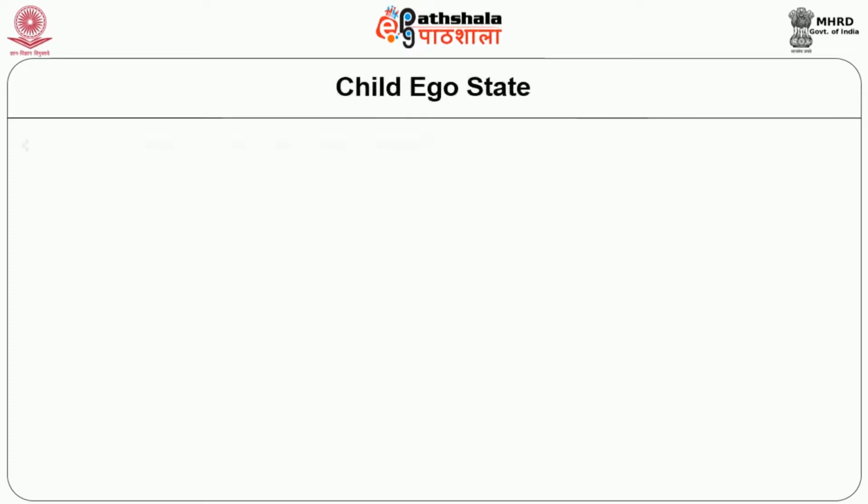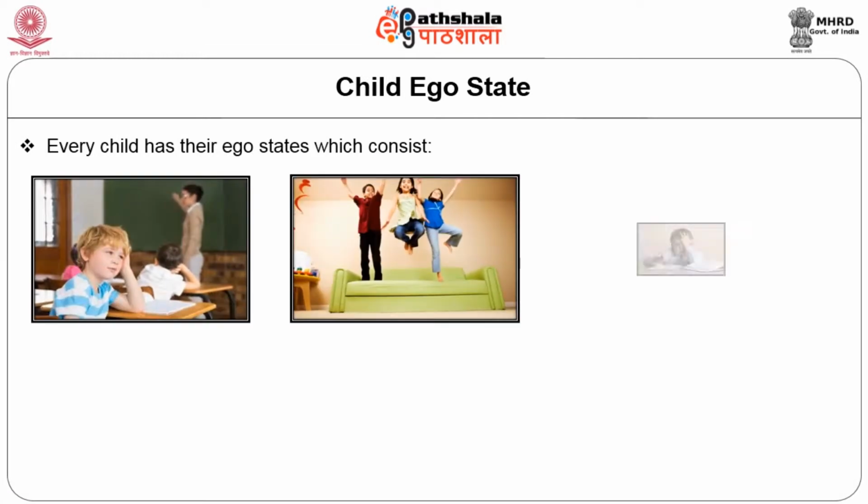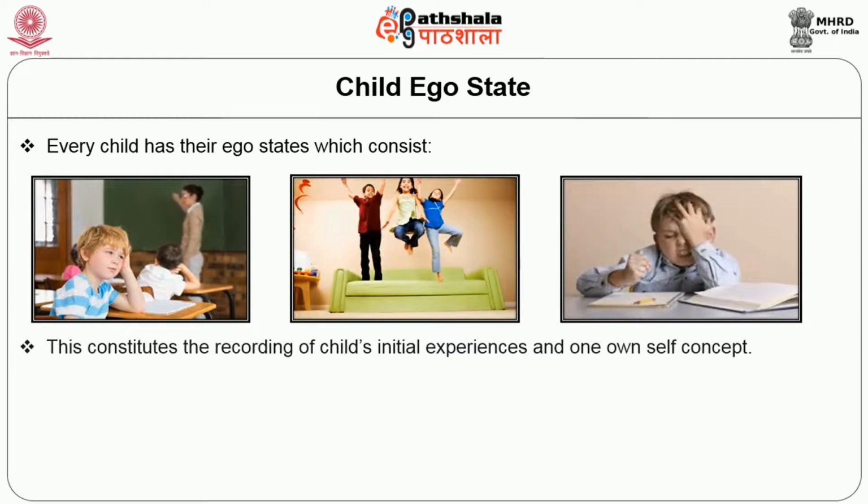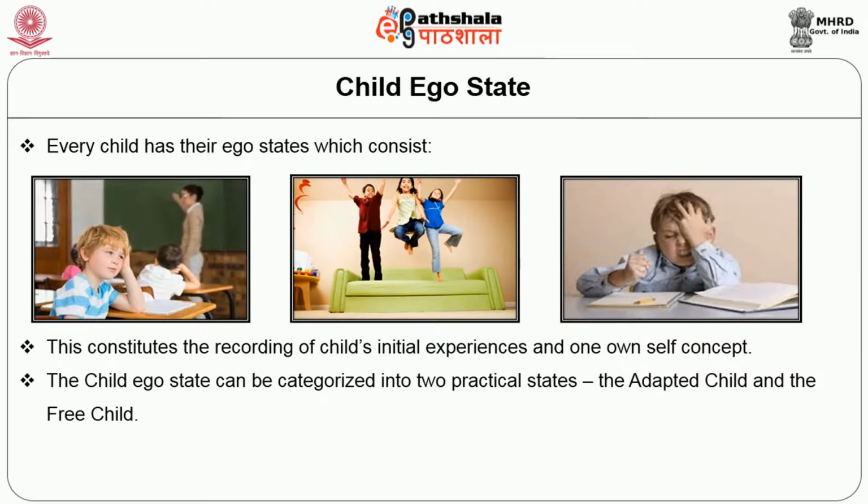Child ego state. Every child has their ego states, which consist of inattention, hyperactivity, and impulsivity. This constitutes the recordings of the child's initial experiences and one's own self-concept. The child ego state can be categorized into 2 practical states. They are the adapted child and the free child.